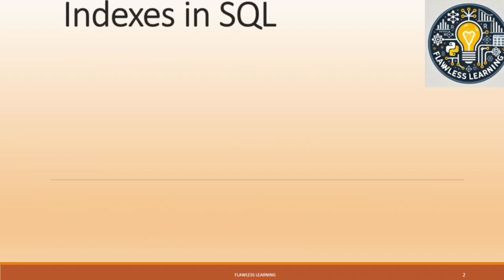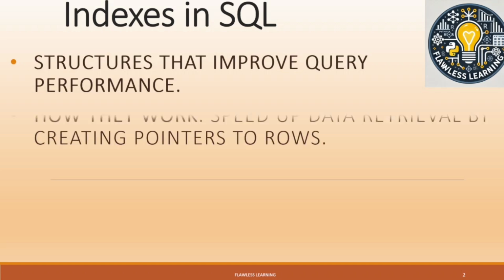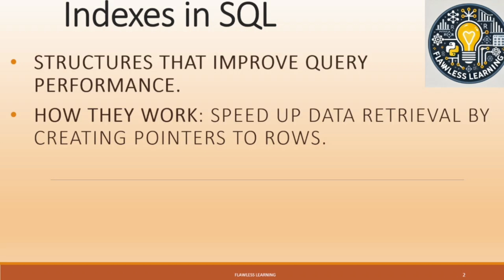Okay, now let's go to indexes in SQL. So what are indexes? They are a structure that improves query performance. And how do they work? Basically they speed up data retrieval by creating pointers to rows. Indexes look like a book's table of contents, right? If you open a book, there is a table of contents in the very first pages, enabling quick lookups of what the book contains. For a quick lookup, we go to the table of contents.